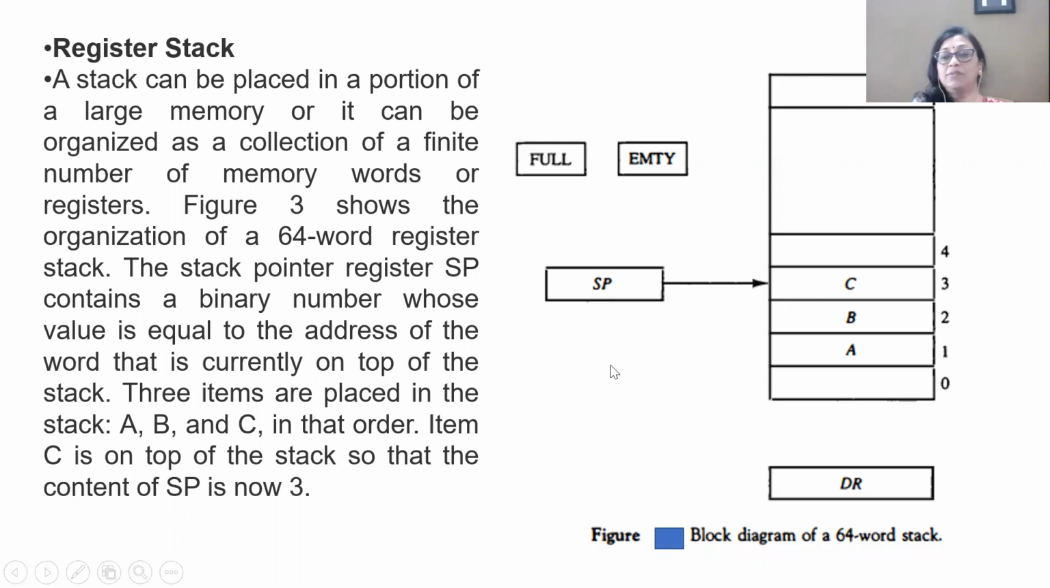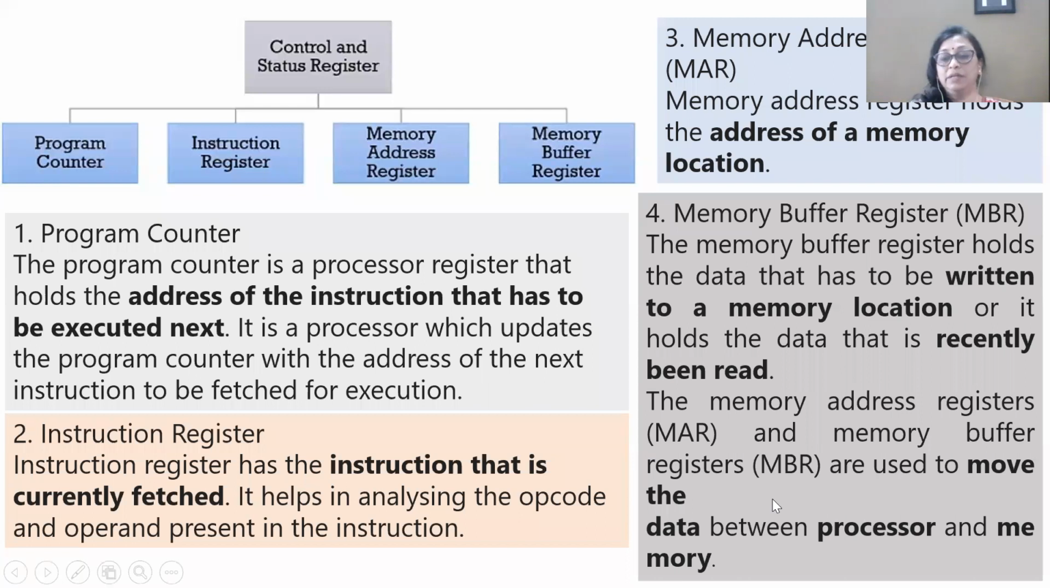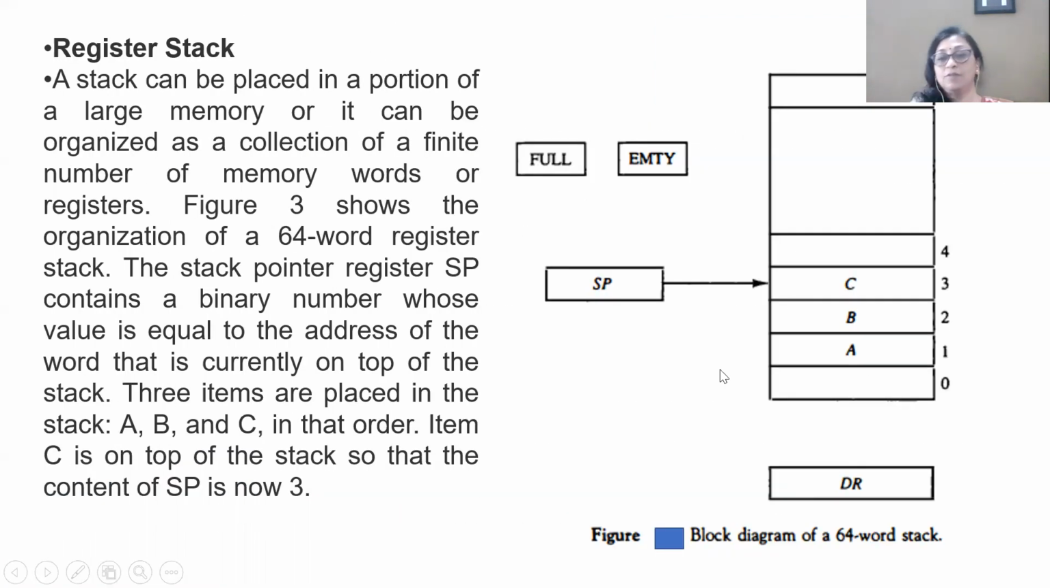So in the stack organization, apart from the stack pointer register, you can observe two more things. One is the data register. This stack pointer is used to hold the address, whereas the data register is used to store the data. That means now your stack pointer is pointing to the top element of the stack. Okay, so the stack pointer has address 3. That is what you will come to know from this diagram.